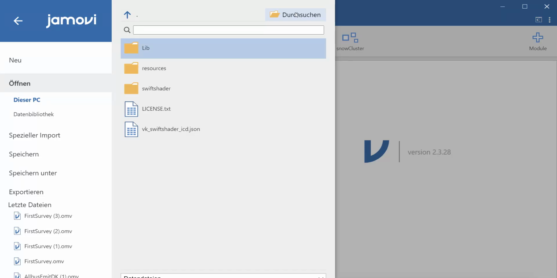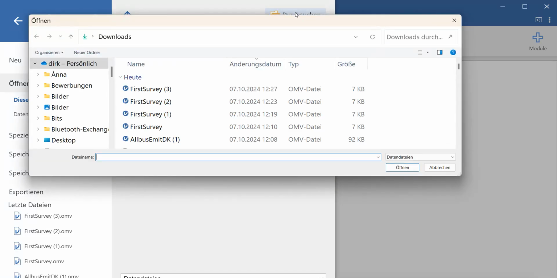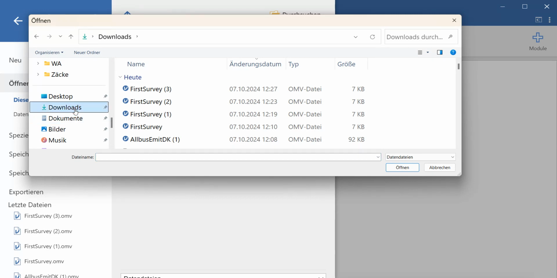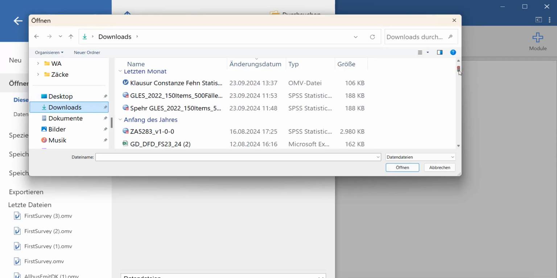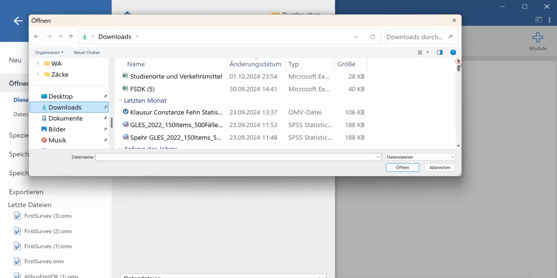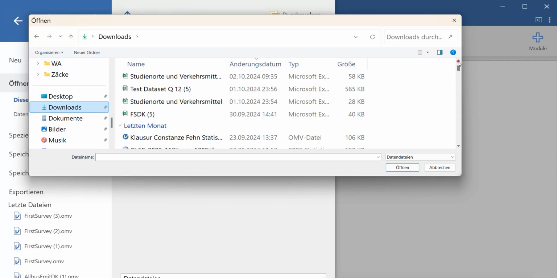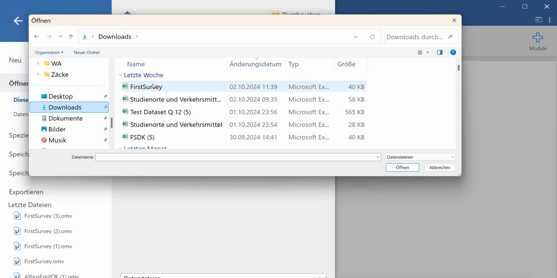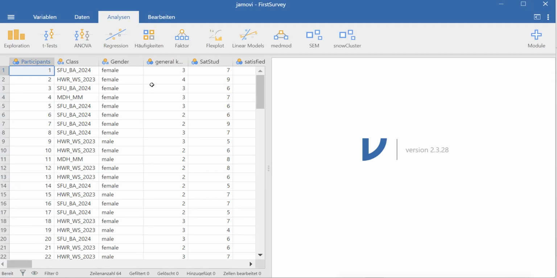Usually you should have a statistic folder where you have all your files. I have my file that I want to open now in the download folder. And I want to open, in this case, where is it? So many data sets. Here I want to open the data set first survey. So I open it. Now I have the data in Jamovi.